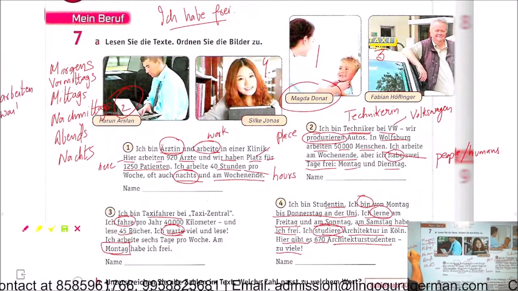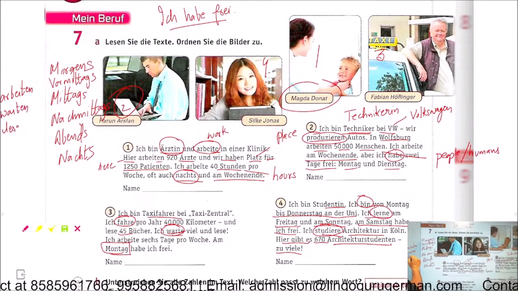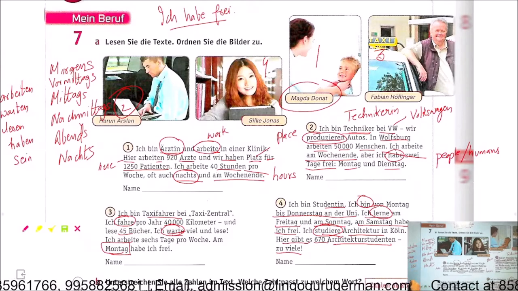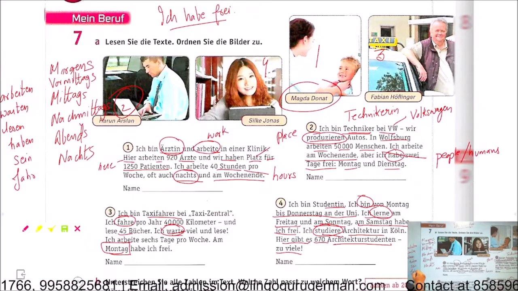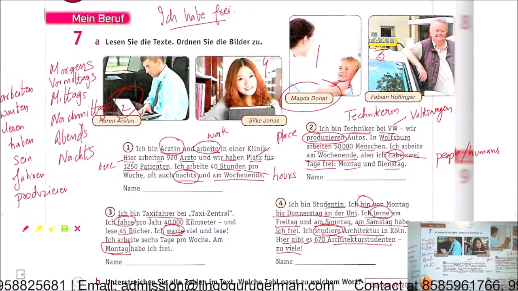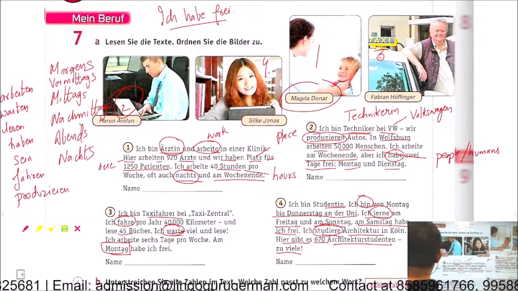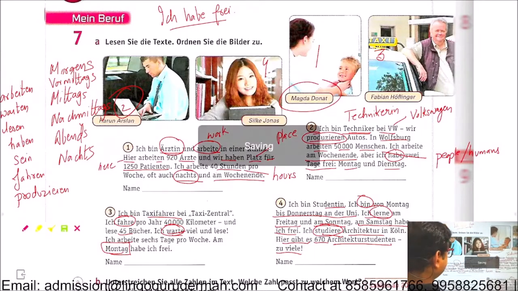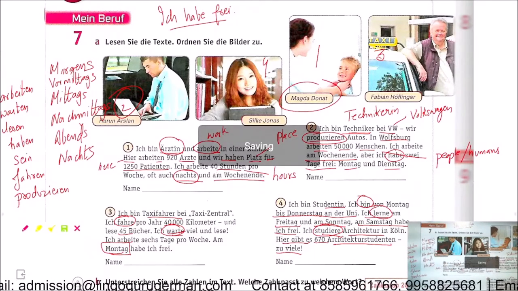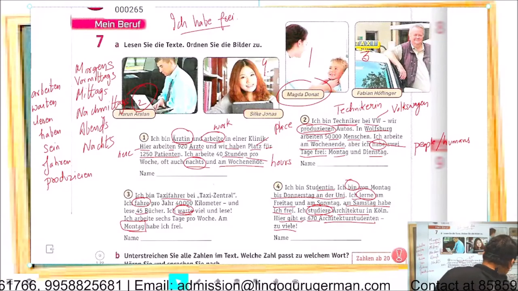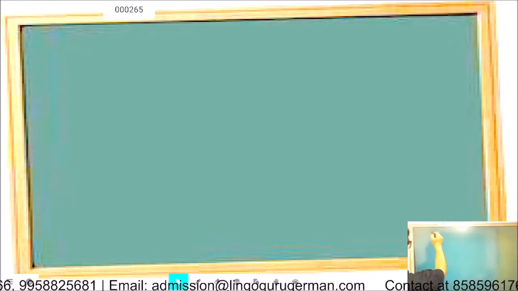Arbeiten, warten, lesen, haben, sein, fahren, produzieren. These are the verbs which we have. If we want to talk about these verbs, if we try to break these verbs, we can go this way.